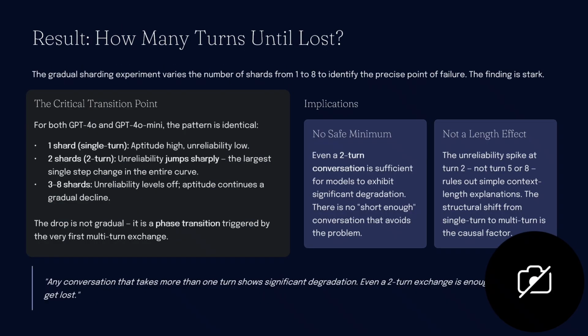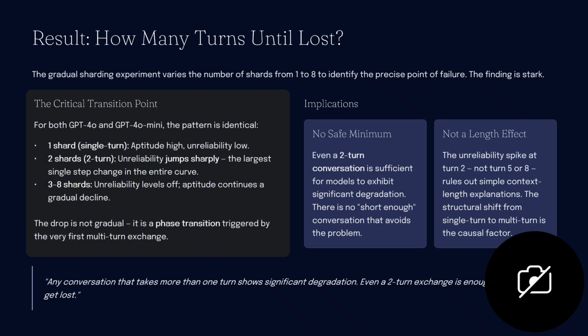The gradual sharding experiment answers a precise question: exactly how many turns does it take for models to get lost? The answer is two. Going from one shard single turn to two shards, just one follow-up, is where unreliability makes its biggest single jump. For both GPT-4o and GPT-4o Mini, the pattern is identical. Aptitude stays relatively flat, but unreliability spikes sharply at the two-shard mark and then levels off.